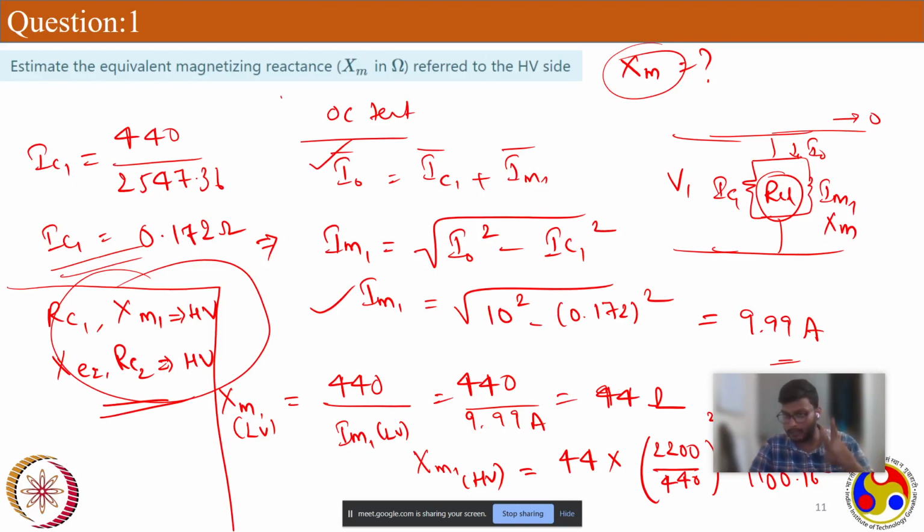And remember one thing, in the open circuit test you will give rated voltage so that 2 to 5% no load current will flow. In the short circuit test you will apply voltage such that the rated current will flow. So these are the only two key points in both the tests, and subsequently you will conduct the test and get the readings of the wattmeters, voltmeter and ammeter, and from that you will calculate the equivalent circuit parameters.